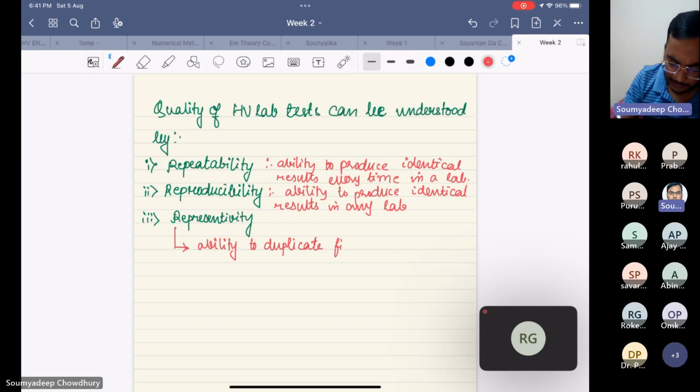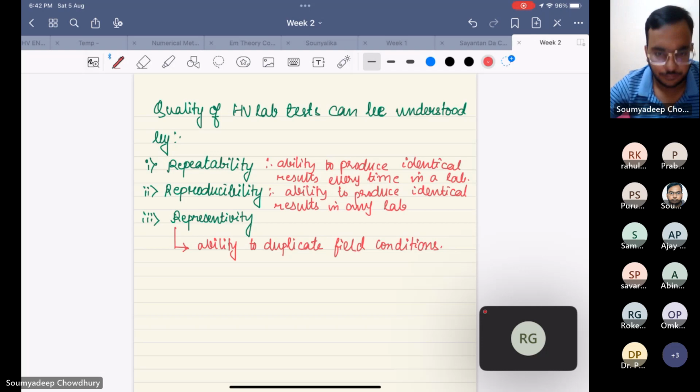Fine. So representativity is the ability to duplicate the field conditions. This is not possible in most of the Indian laboratories, but abroad, representativity is taken as a criterion for assessing your laboratory testing. Labs which can assess the representativity of a particular laboratory test are very few across the globe. The representativity test can only be carried out if the lab is equipped with an arrangement where we can duplicate our service and field conditions.